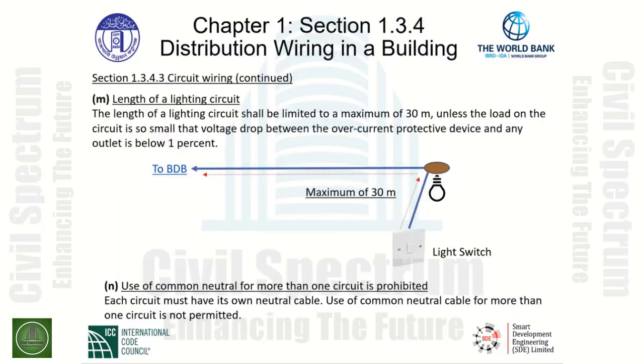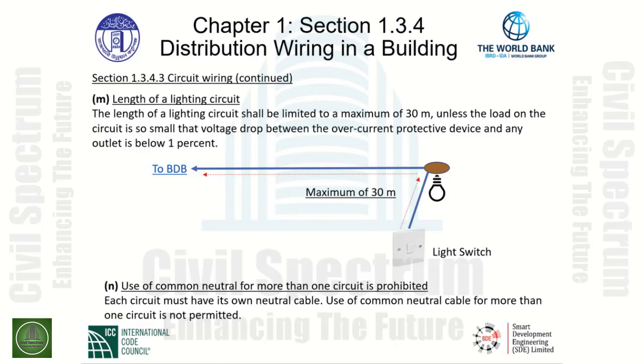Continuing on with circuit wiring, section 1.3.4.3, item M, length of a lighting circuit. The length of a lighting circuit shall be limited to a maximum of 30 meters, unless the load on the circuit is so small that the voltage drop between the overcurrent protective device and any outlet is below 1%. This section is giving us a requirement for voltage drop. We want to be kept below 1% regarding the voltage drop.